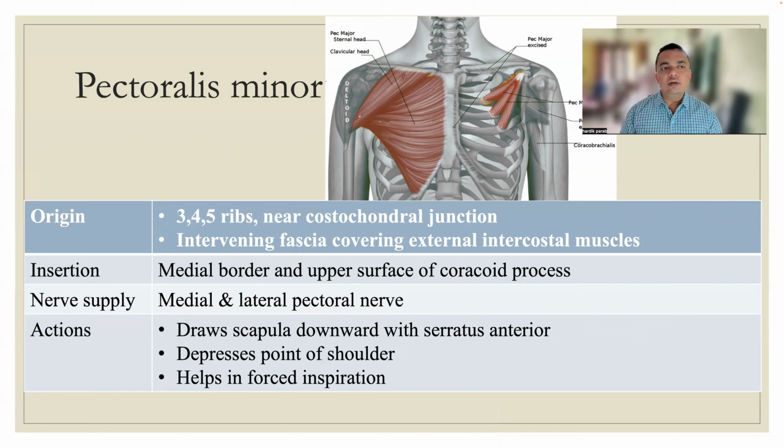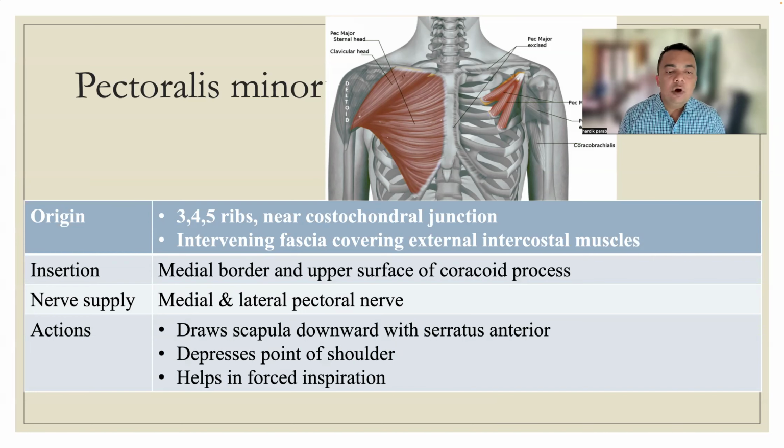The origin of pectoralis minor is from the third, fourth, and fifth ribs, near the costochondral junction of the third, fourth, and fifth ribs. The costochondral junction is the junction between the costal cartilage and the ribs. That's why it is called the costochondral junction. And the intervening fascia covering the external intercostal muscle also gives origin to the pectoralis minor.